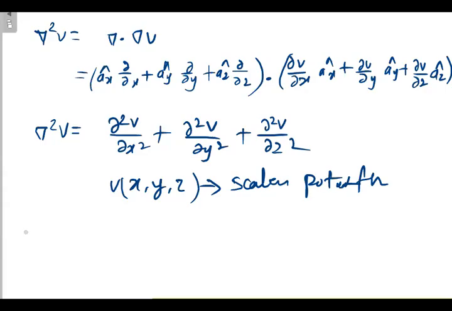Okay, this is for the Cartesian coordinate system. Next we have to write it for the cylindrical and then the spherical coordinate system. For the cylindrical coordinate system, this is 1 by rho, dou by dou rho of rho dou V by dou rho.